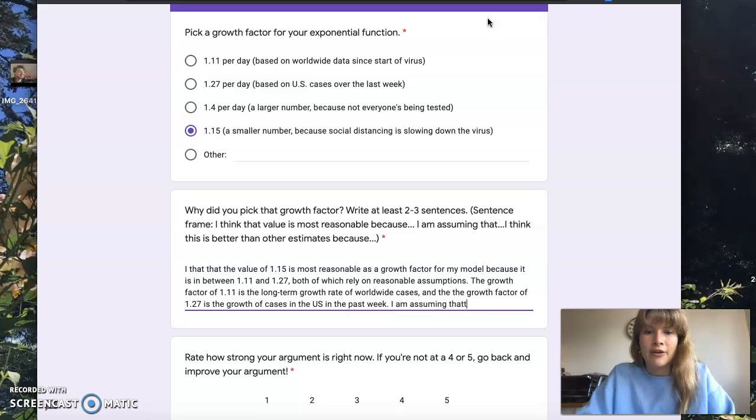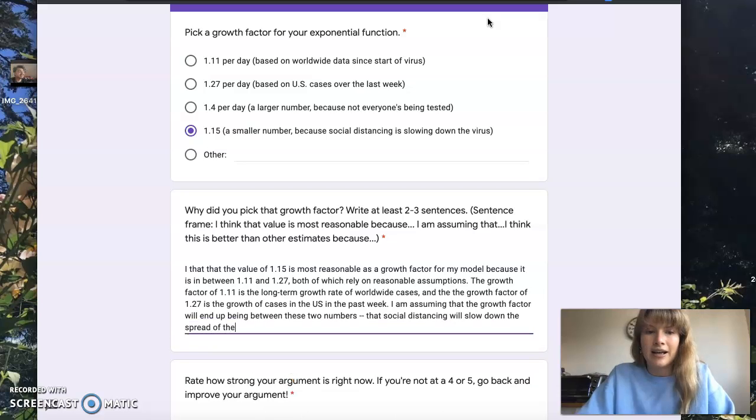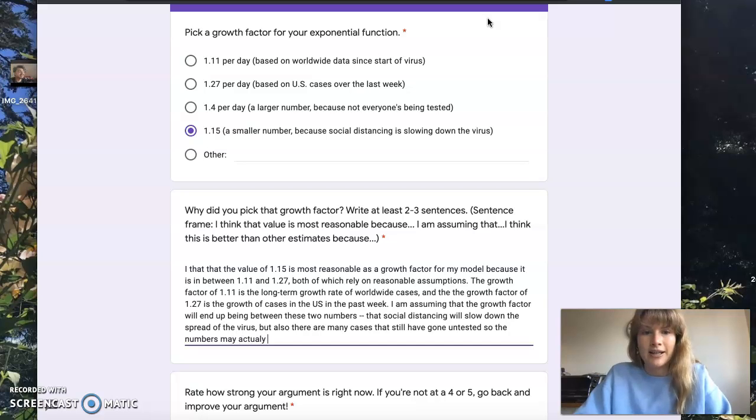I am assuming that the growth factor will end up being between these two numbers, that social distancing will slow down the spread of the virus, but also there are many cases that still have gone untested, so the numbers may actually be larger than we think.